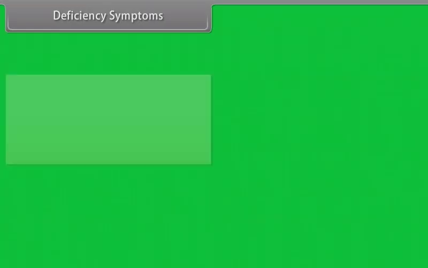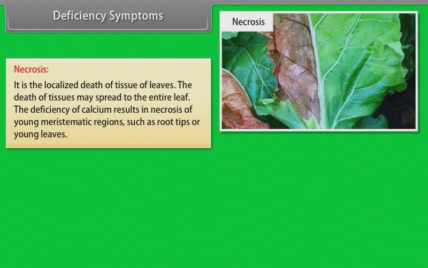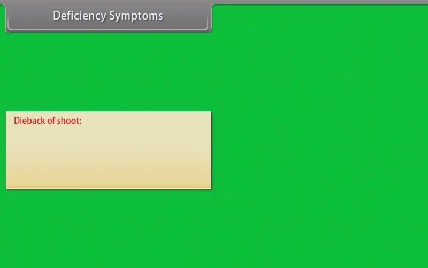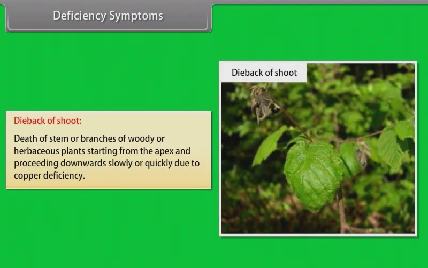Deficiency symptoms. Necrosis. It is the localized death of tissue of leaves. The death of tissues may spread to the entire leaf. The deficiency of calcium results in necrosis of young meristematic regions, such as root tips or young leaves. Stunting. The growth is retarded. The stems appear condensed and short. The deficiency of calcium results in stunted growth. Dieback of shoot. Death of stems or branches of woody or herbaceous plants, starting from the apex and proceeding downwards slowly or quickly, due to copper deficiency.